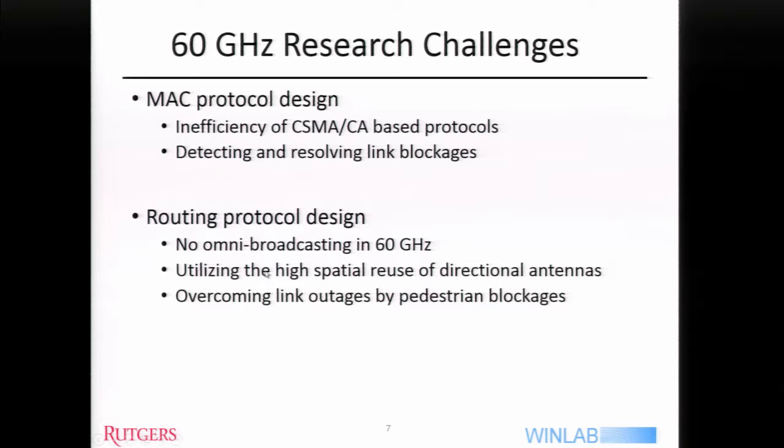The other thing is that a good routing protocol should also utilize the high spatial reuse of directional antennas, which is not considered in traditional mobile ad hoc routing. And also, we have mentioned that the 60 GHz link is easily blocked by the human body in the network. So a good routing protocol should also handle link outage, like if some people are moving in the network and some links of the network are blocked.